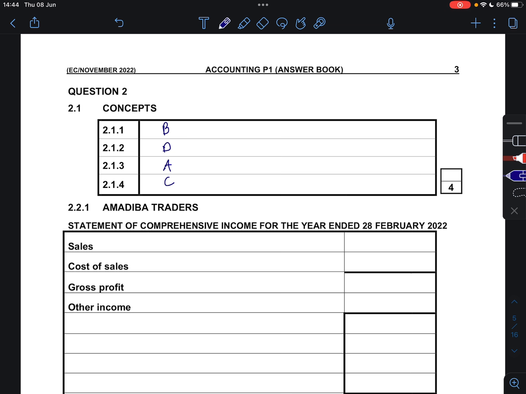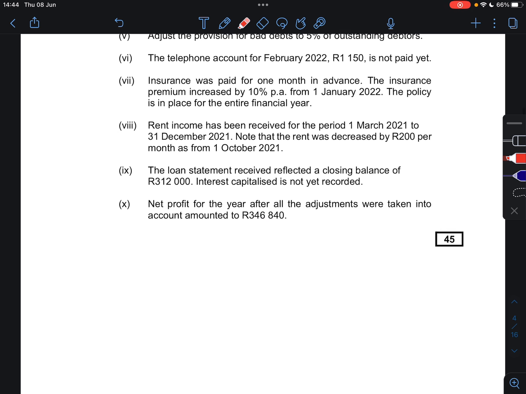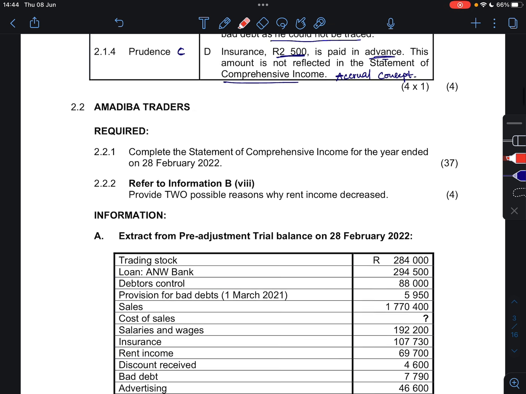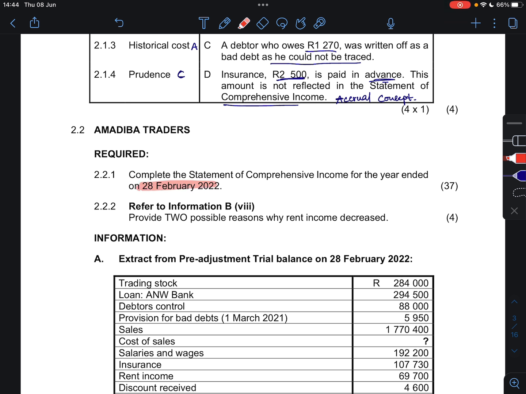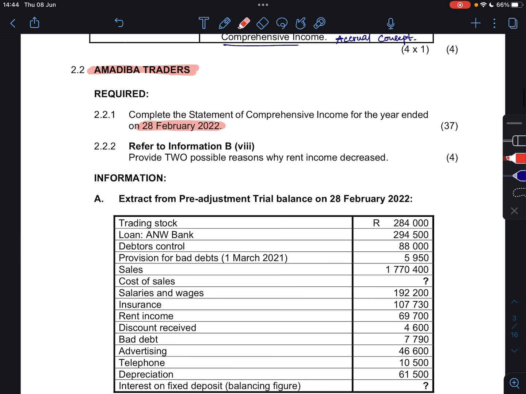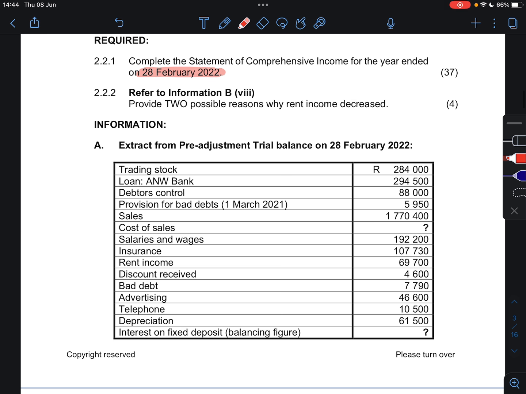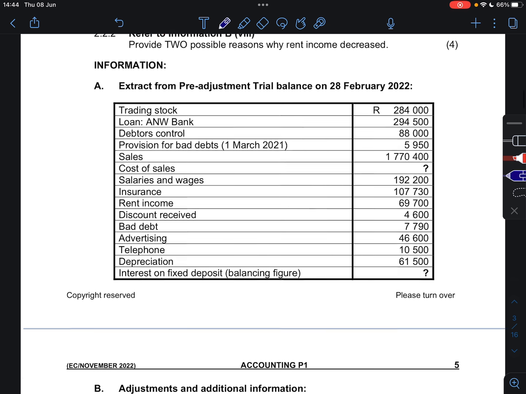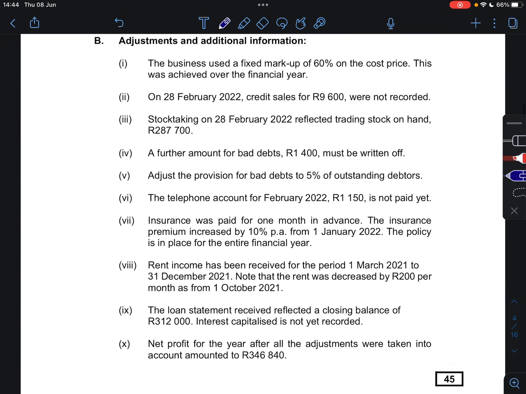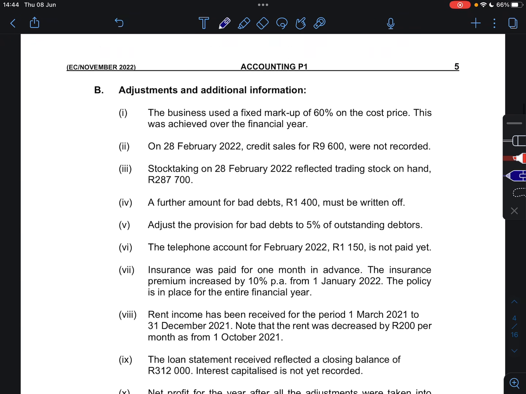All right, now we move on to our statement of comprehensive income for the year ended 28th of February 2022. So we're given Amadiba Traders, and then we are supposed to complete the statement of comprehensive income using all these adjustments that we are given from information A to information B and the years.